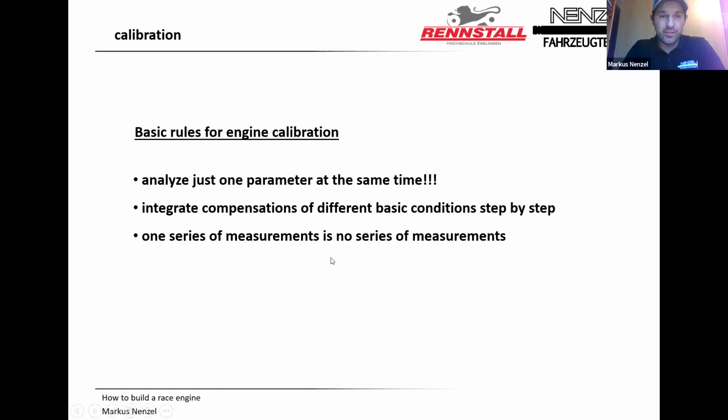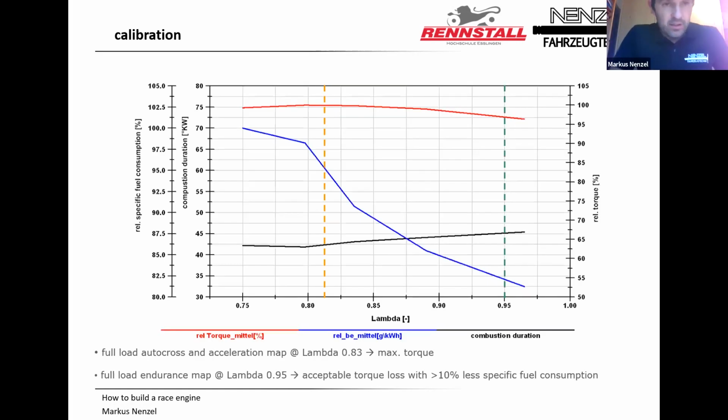And at the end of the day, I say one series of maps is no series, because maybe there is something which is not clear, or you have some average which is not the best way. Therefore, always make two measurements. Then you can control it. If the gap between the two is too big, then make a third one.